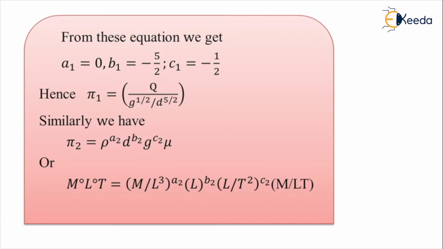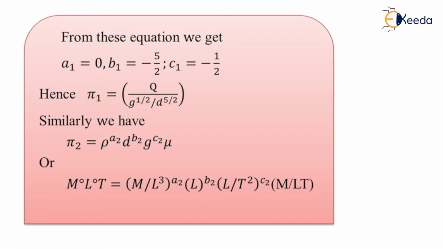From these equations we get a1 equal to 0, b1 equal to minus 5 by 2, c1 equal to minus 1 by 2. Hence, pi 1 is equal to Q upon g raised to 1 by 2 into d raised to 5 by 2.